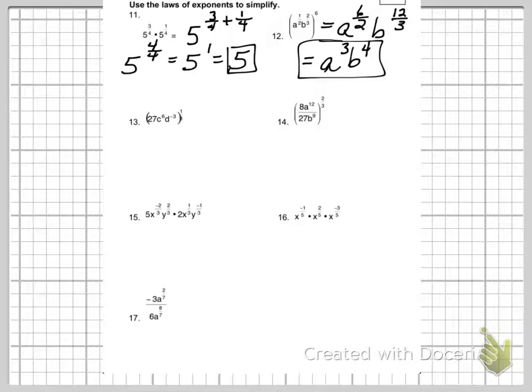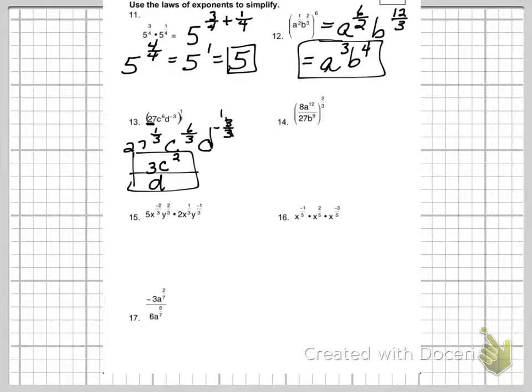Again, parentheses raised to a power, you multiply, but what you have to remember is this also has to be raised to that power. So you have 27 to the 1/3 power, C to the 6/3 power, and D to the negative 3/3. Okay? This means the cube root of 27, which is 3, C squared, and that's negative 3/3 is the same as negative 1, that should have been a D. So all of this is over D to the 1st, and that's your final answer.